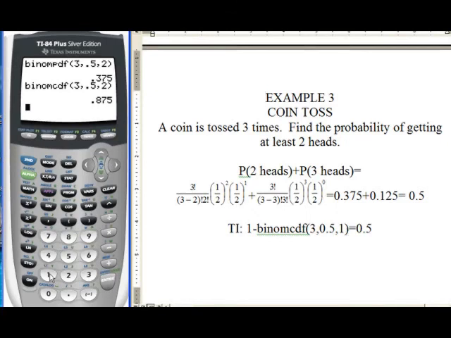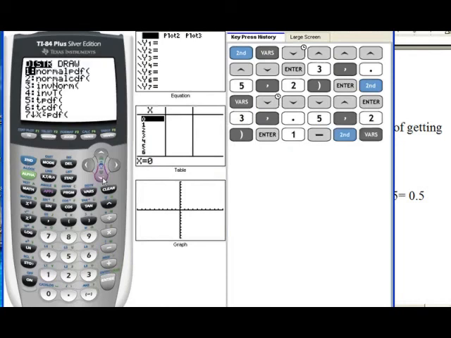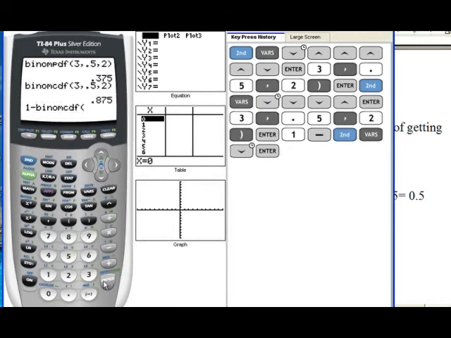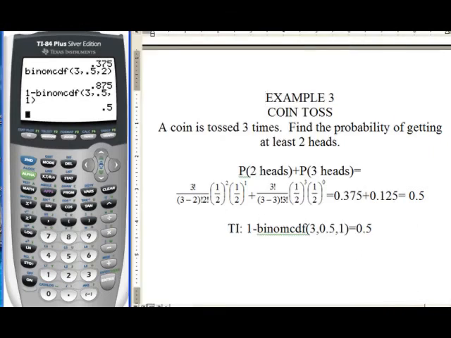When you do that, 1 minus, and then go pick out the distribution again. Just scroll down to get binomial CDF, enter 3, 0.5, and what is it that I don't want? Up to 1. And then close your parentheses, and you'll get 0.5 just as before.